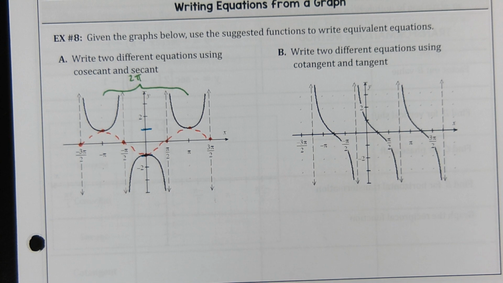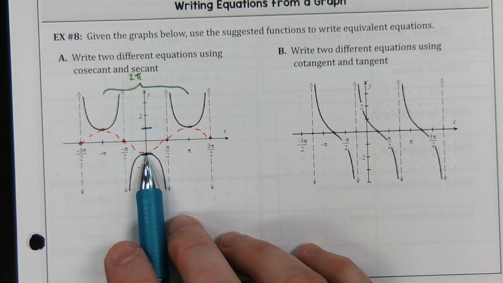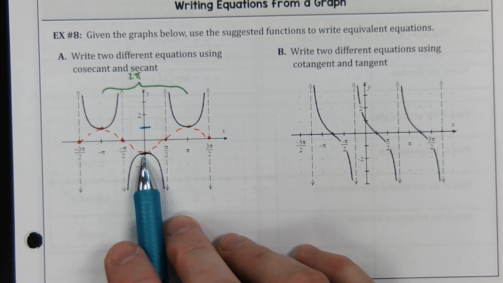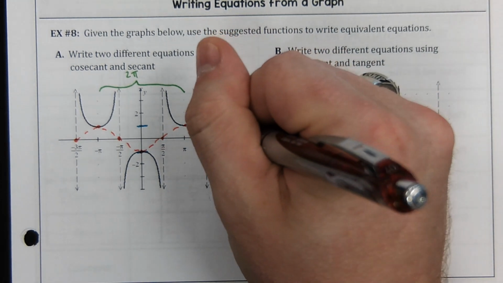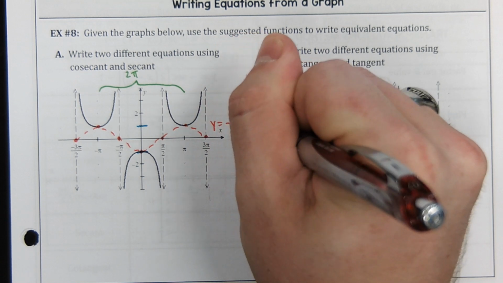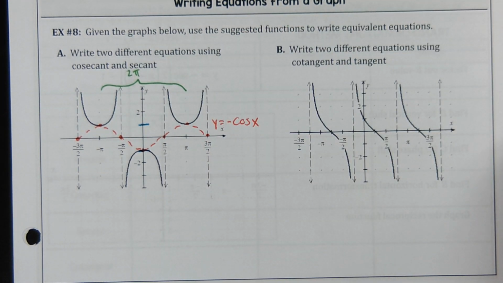So no horizontal shift, because we said start it here on the y-axis. No vertical shift, no horizontal, nor vertical dilations. There is literally one transformation. That's the red one. It's negative cosine x.